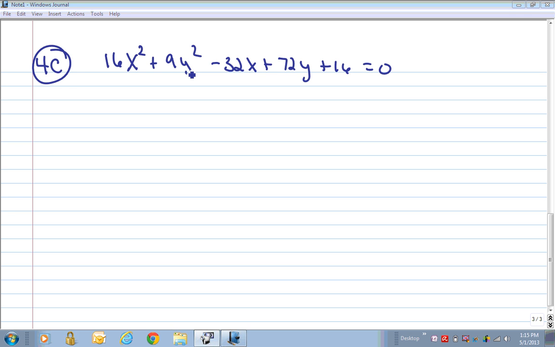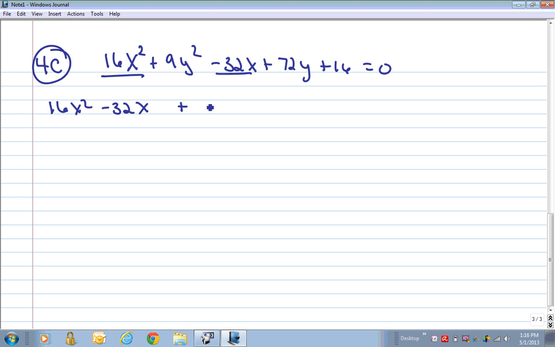We need to put this in graphing form before we can actually label all of our center, vertices, foci, and eccentricity. To do that, we will complete the square. To complete the square in an ellipse, you'll have to complete it for the x and the y since both values are squared. The very first thing I would do is group my x's together and my y's together and move the constant to the right. So I would take my 16x squared and I would group it with my negative 32x.